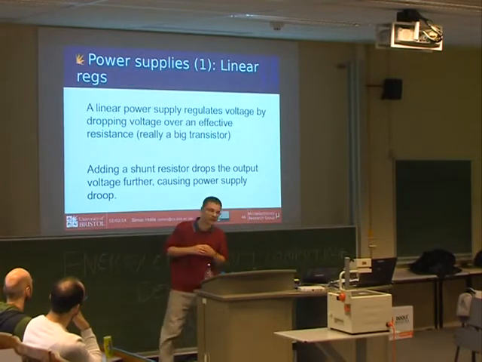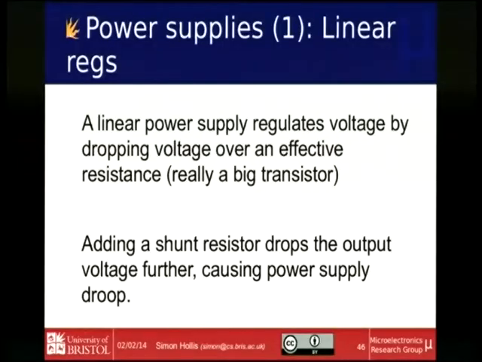So let's look at the linear one first, simpler of the two. What it does is it says, okay, I've got an input voltage and I've got an output voltage, that's a voltage for the microprocessor, and I'm going to change the difference by just wasting the energy. Okay, so you put in 5 volts, you've got 1 volt, it just wastes 4 volts worth of energy.